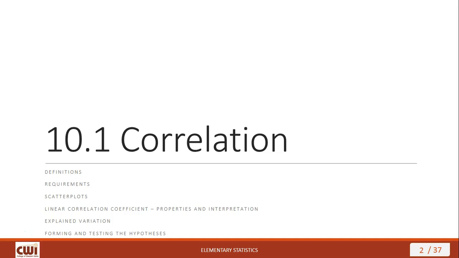So we're going to refresh our memory a little bit by going over definitions, requirements, talk about scatter plots, the linear correlation coefficient, its properties, and how to interpret it. But then we're going to get into the concept of explained variation, which we didn't touch in Chapter 2. And then we're also going to talk about hypothesis testing with correlation. So how do we form a hypothesis and how do we test it?